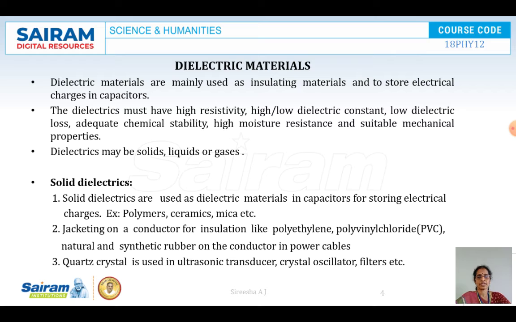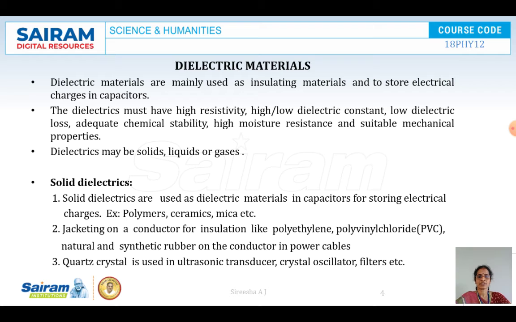We see solid dielectrics. Solid dielectrics are used as dielectric materials in a capacitor for storing electrical charges. That is, in a parallel plate capacitor, between the two plates, solid dielectrics like mica and ceramics can be used, and that is a solid dielectric. So these are used in capacitors for storing electrical charges.